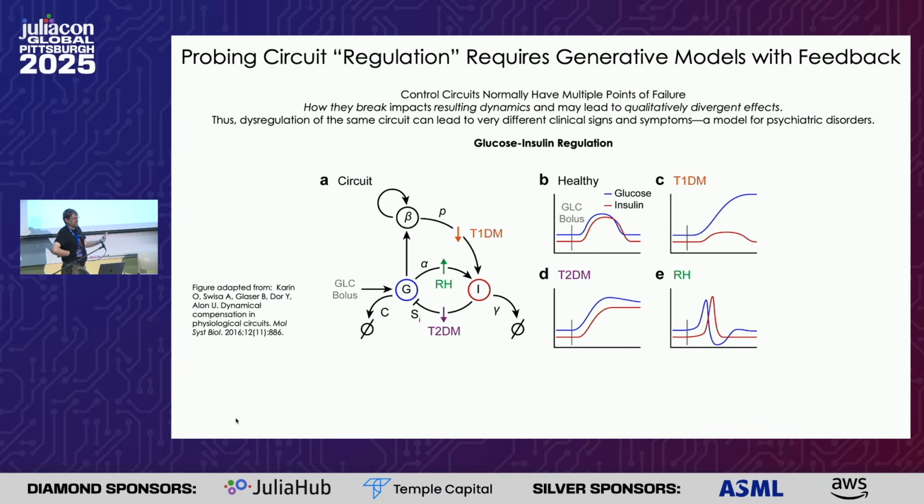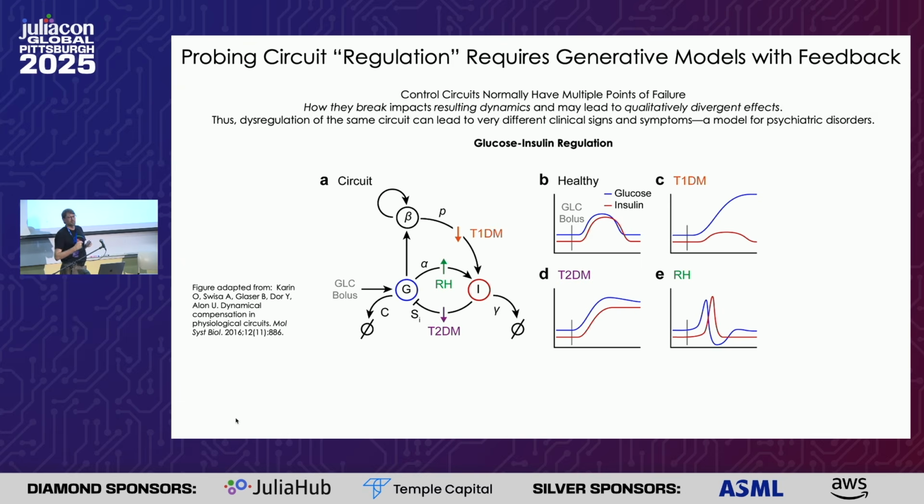The basic idea now, I think, in clinical neuroscience and general neuroscience is that pretty much all brain disorders, neurological brain disorders, are dysregulation of circuits. And this is illustrated here. So this is a glucose insulin regulation. Probably you know all about this.